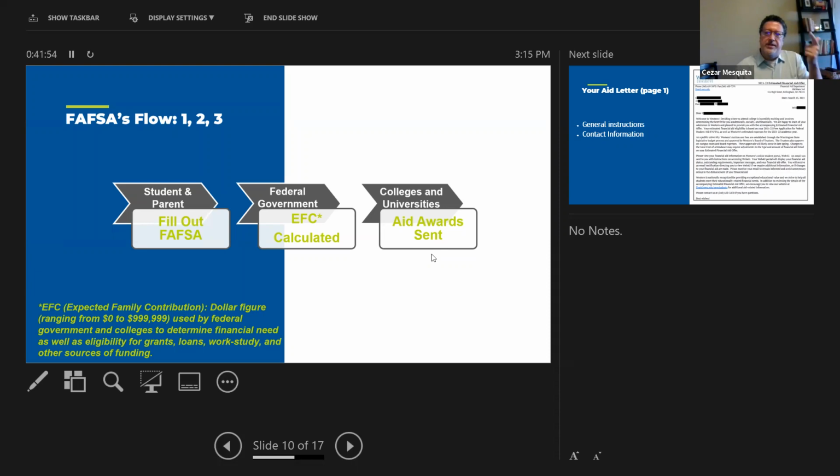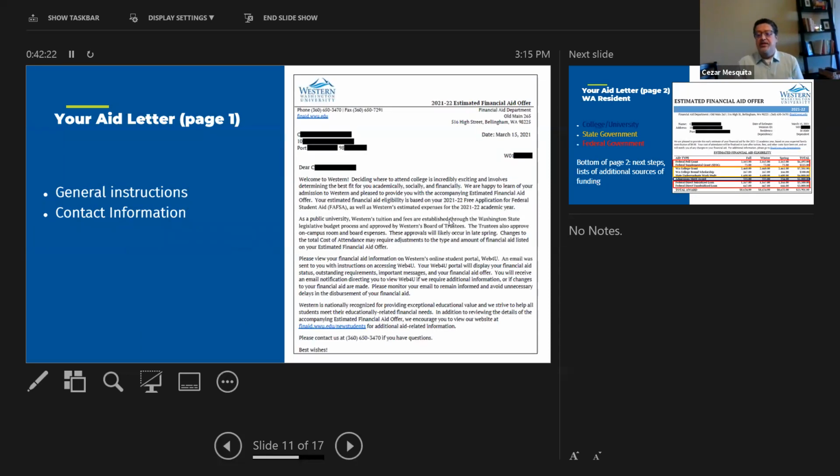So in 1, 2, 3, each person, each entity doing its part. Students and families do their bit. The federal government figures out what the EFC number is. And the colleges and universities, because each college and university varies by cost quite a bit, a community college costs less than a 4-year school, for example, then use that EFC number to determine students' aid eligibility, and an aid award is generated, featured online, and sent in a paper format, in Western's case, a letter. And here's the example screenshot of what a letter looks like.